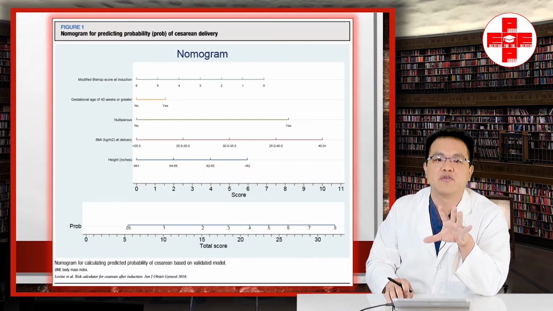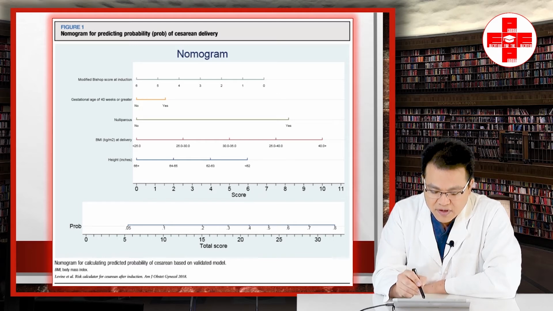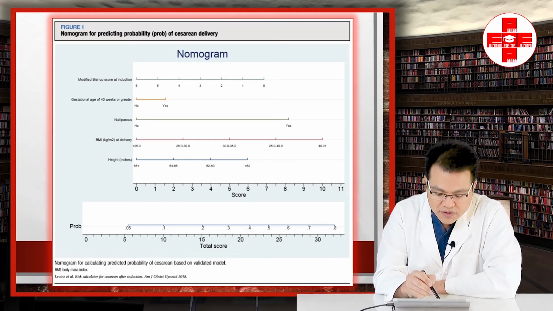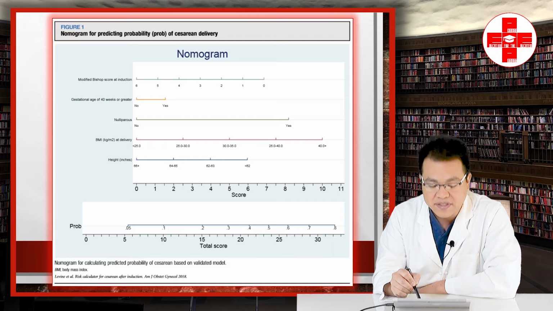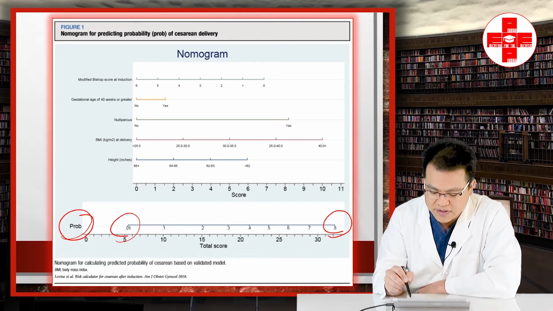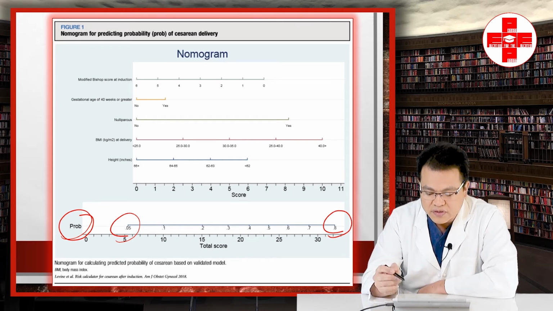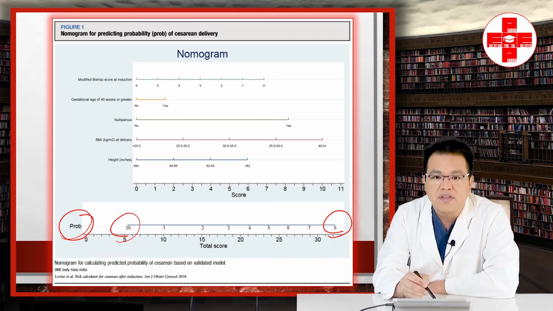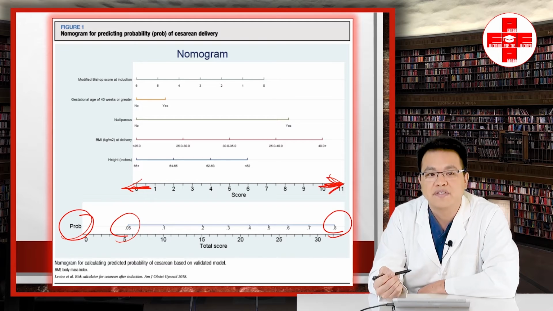So when you look at that on a nomogram, what does that look like? On the top line, this is the modified Bishop score, gestational age, nulliparity, BMI, and height. And your total score correlates to the probability of having a C-section. So this is the probability of having a C-section. This is 5% over here. This is 80% on this end. So you just add up all the points. The closer you are to the left on this axis over here, the lower your risk of C-section. Over here, the higher the risk of C-section.